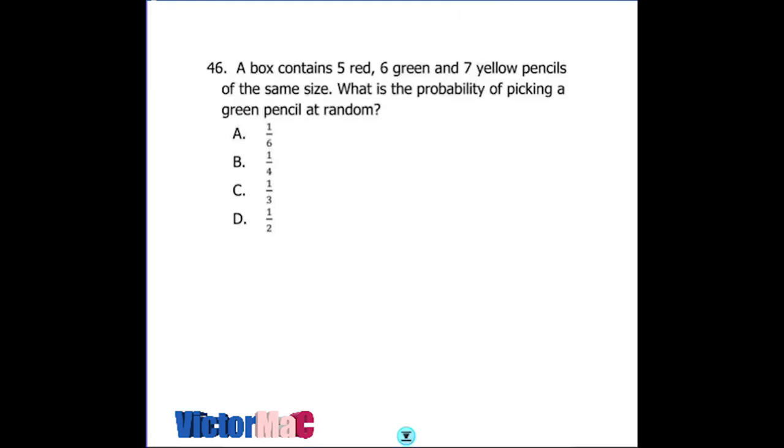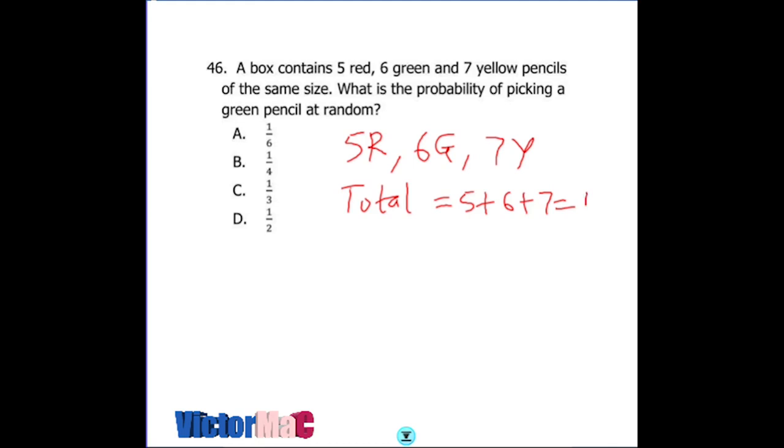All right. Question 46. This is a question on probability. It says a box contains 5 red, 6 green, and 7 yellow pencils of the same size. That is, these pencils are all identical. What is the probability of picking a green pencil at random? Now we know that first we need to find the total number of pencils. That's 5 plus 6 plus 7. 5 plus 6 is 11. 11 plus 7, we have 18 pencils altogether.